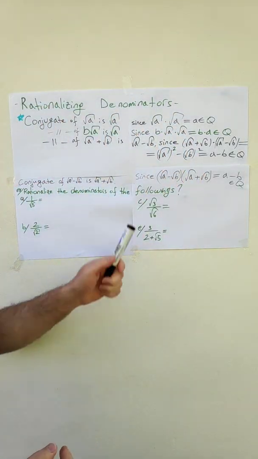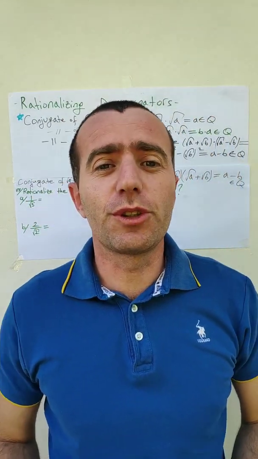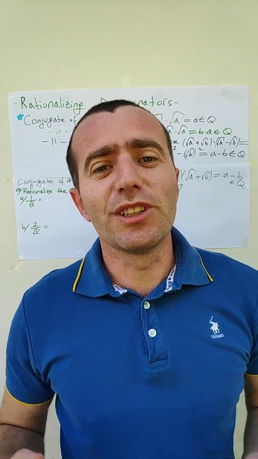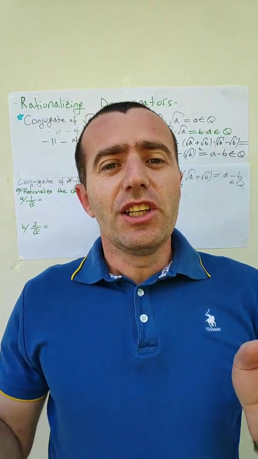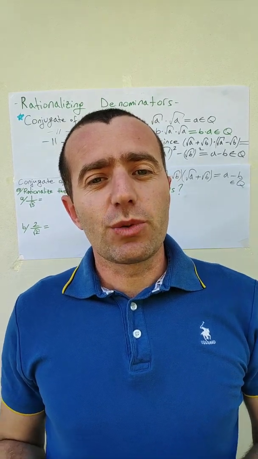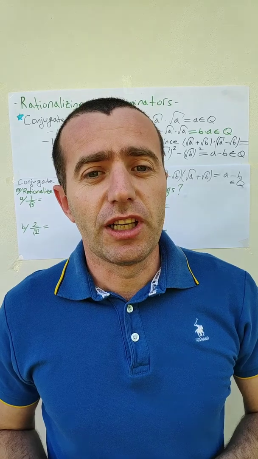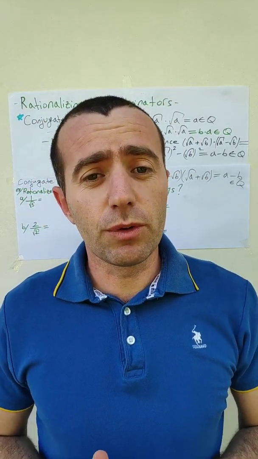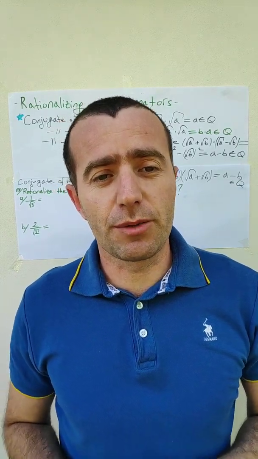Let's start. Rationalizing denominators is a process of turning an irrational denominator into a rational denominator by enlarging the fraction by a suitable number. That is all. This is the definition. Now let's start with some forms that are very helpful to solve exercises related to this topic.